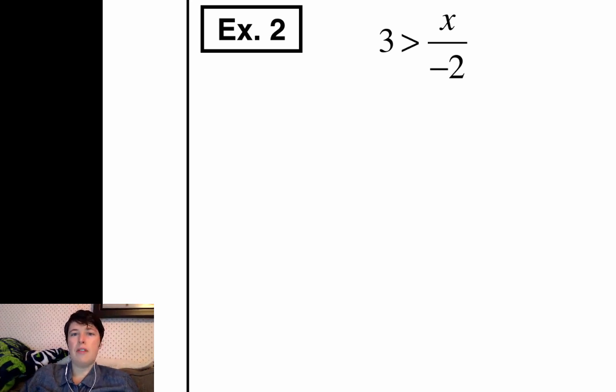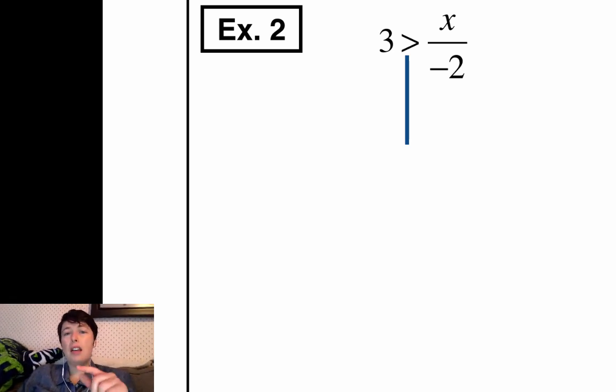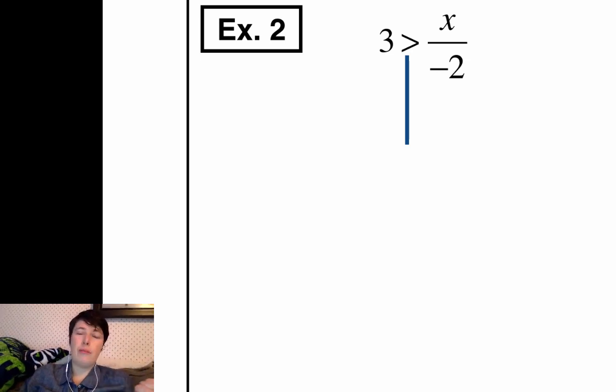Go ahead and write that one down. 3 is greater than x over negative 2. Okay, same story. We're going to put a line down the middle, and we're going to try to get x by itself and isolate the variable. This time, we've got to move negative 2 away from the x.